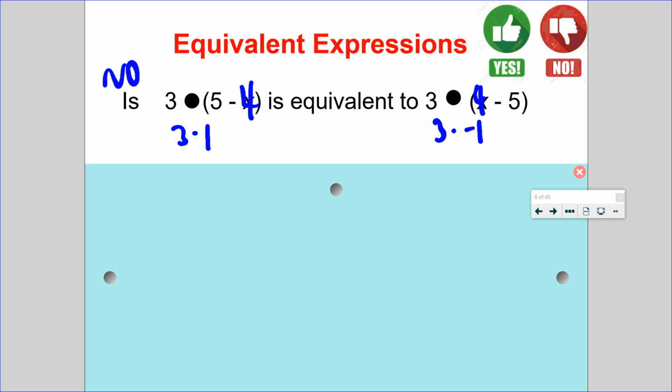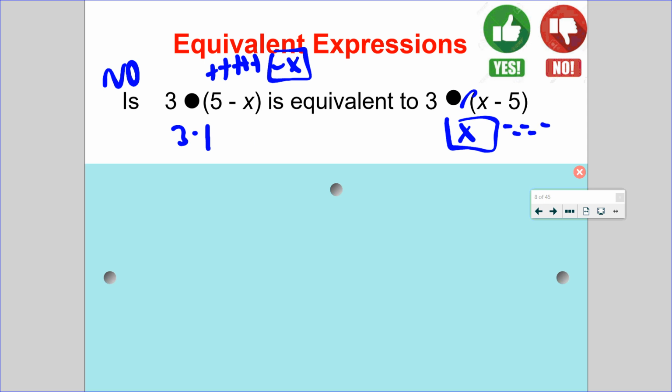Another thing is we could draw this if you want to. It says 5 minus x, but 3 groups of it. This one says x minus 5. First of all, do they even look like the same picture? No. That's why it is not equivalent.